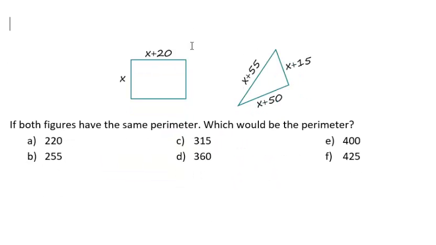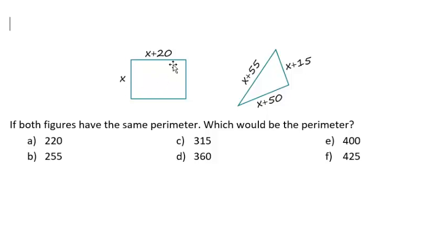It says if both figures have the same perimeter, which will be the perimeter? Okay, so they give us 2 figures, and they tell us, as in the first exercise, that they have the same perimeter. If you remember, to find the perimeter of a figure is basically adding all of the sides.